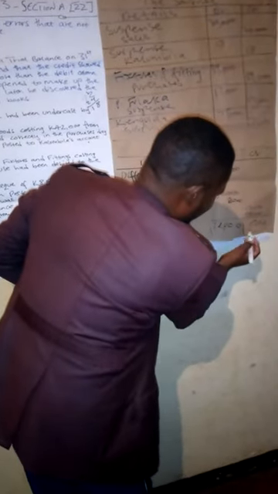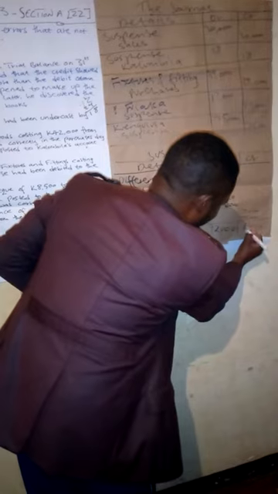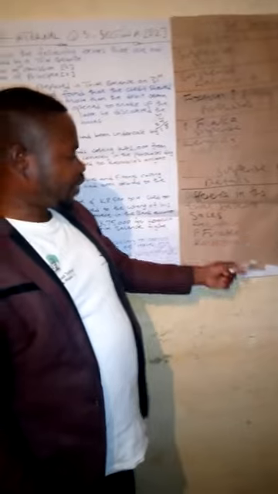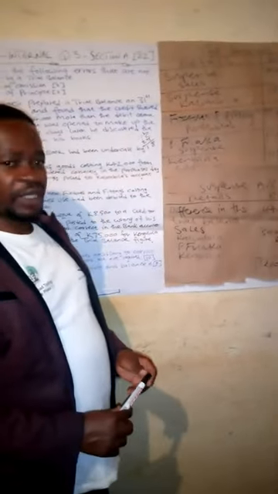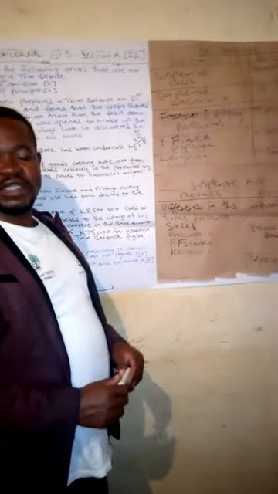We add the credit side also. 0, 0, 0. 7 plus 5, we have 12. 2 carry 1. 1 plus 1, 2 plus 7, 9. So both sides we have got 92,000 kwacha, meaning that we have a zero balance. And this is how you clear the suspense account. Alright, thank you very much.